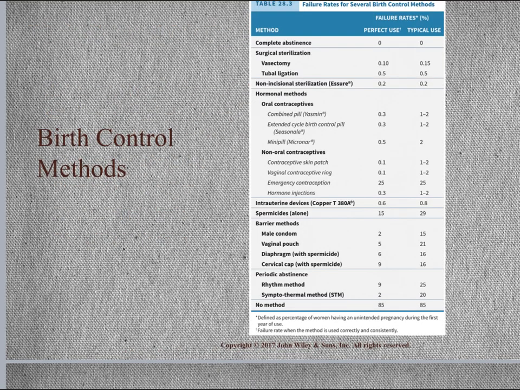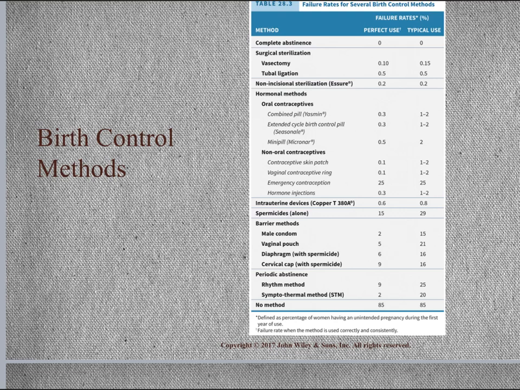Table 28.3 goes through failure rates for several birth control methods. So it examines the method, and then with regard to failure rates, what happens with perfect use to typical use. So we can see things like vasectomies, tubal ligations in females. Perfect use, the failure rate is 0.1 for male, 0.5 for female. Typical use stays about the same.